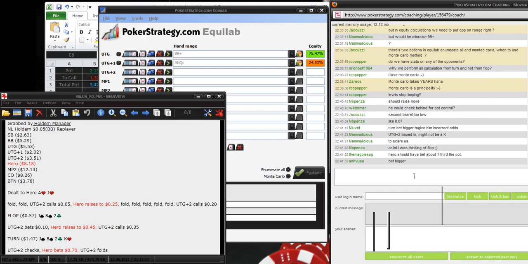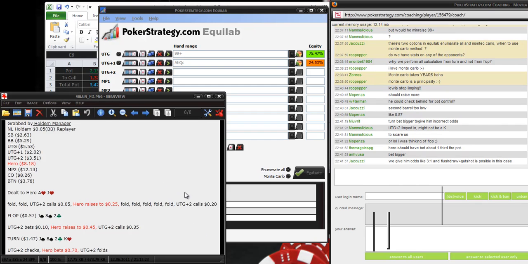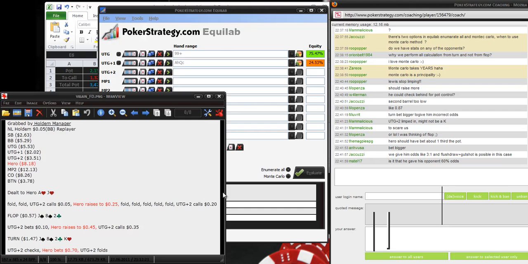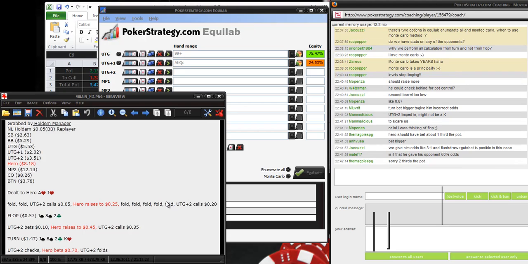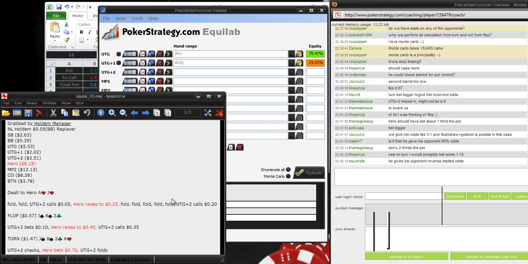But anyways, it's true that we could even raise a bit bigger on the flop as well. But let's talk now about the turn line. What do you guys think? Why is the turn line wrong? I'm only saying that it's definitely fine to bet it, but what's the problem with the villain here, or even the hero bet?